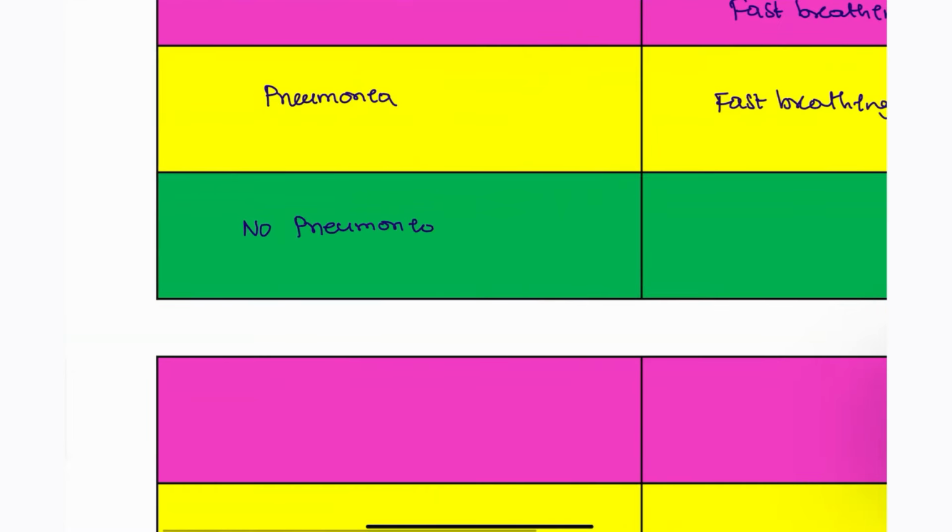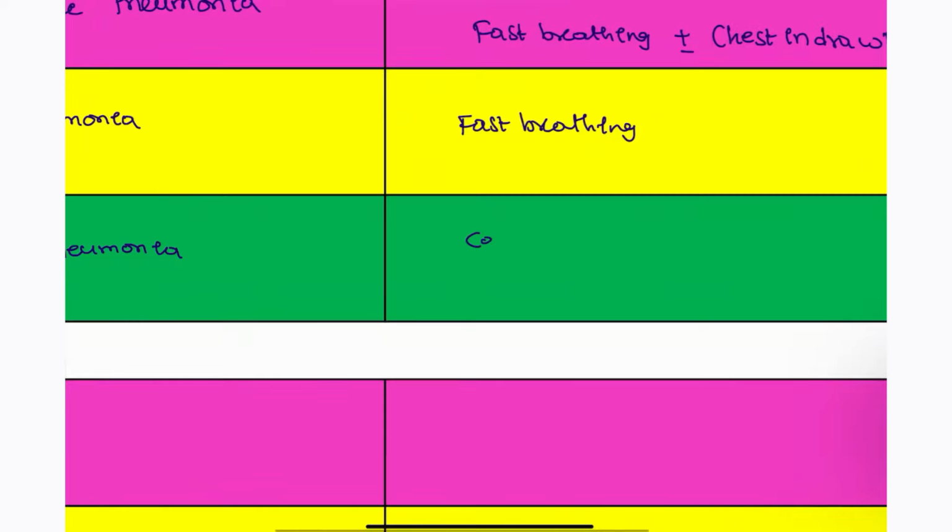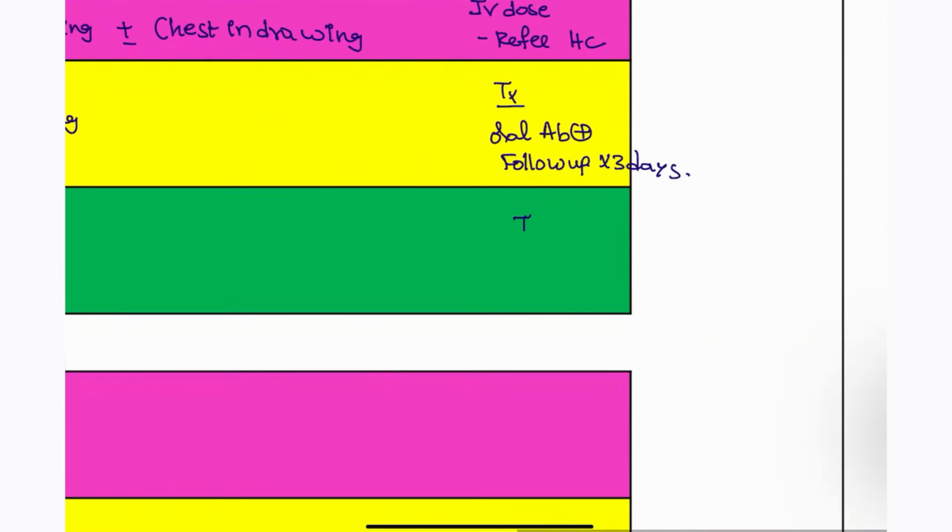Next, the last one, this is no pneumonia at all. The patient is just suffering from a cough or cold. The treatment is supportive. Accordingly, if there is a fever, give paracetamol. If there is dehydration, then give ORS and breastfeeding.